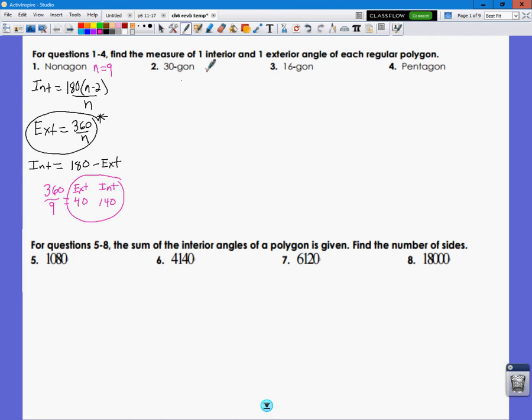A 30-gon, n is obviously then 30. So my exterior angle would be equal to 360 divided by 30. So my exterior angle is 12. And my interior angle would be 180 minus 12. Or my interior angle would be 168.